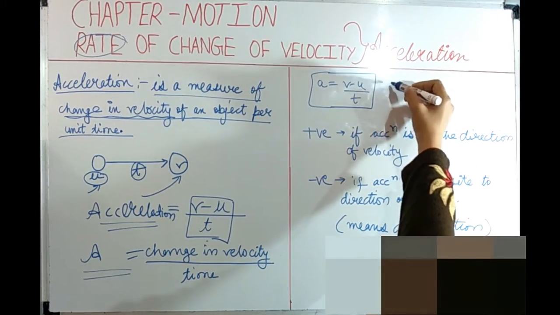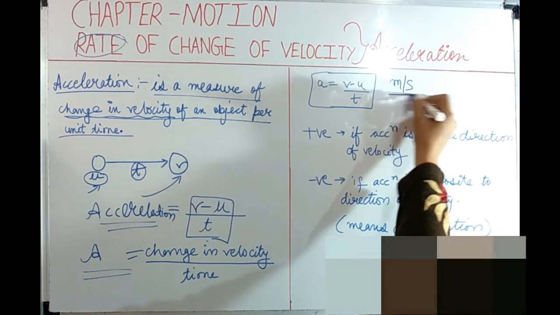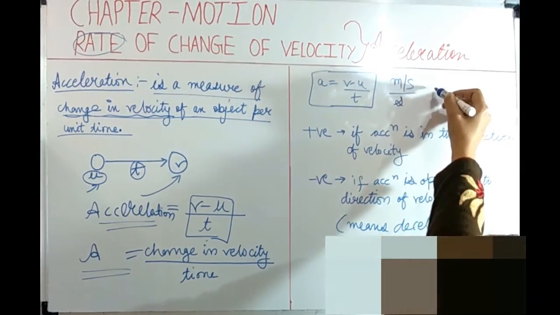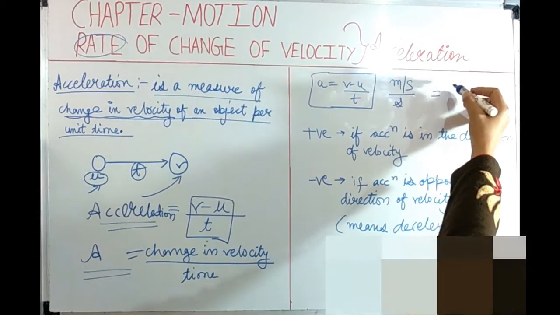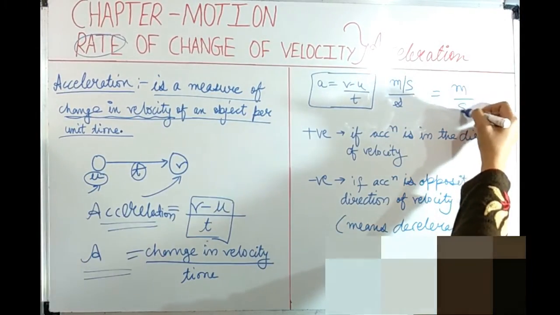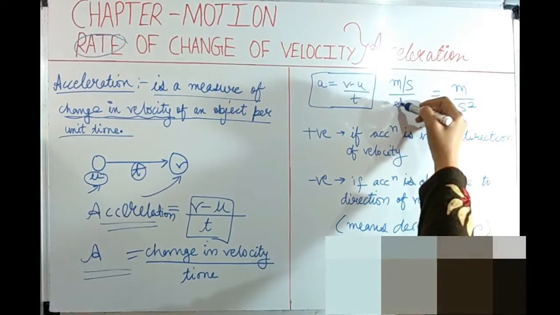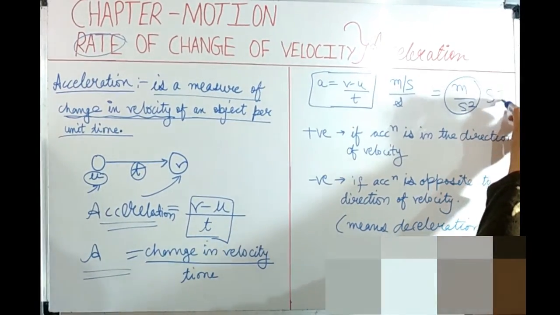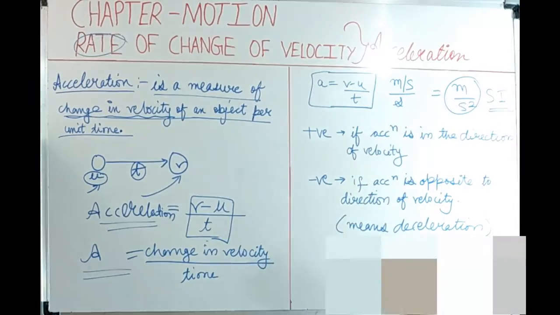In the numerator we have velocity. Unit of velocity is meter per second, and in the denominator we have time. Unit of time is second. So unit of acceleration becomes meter per second upon second, that is meter per second square, and this is the SI unit of acceleration.